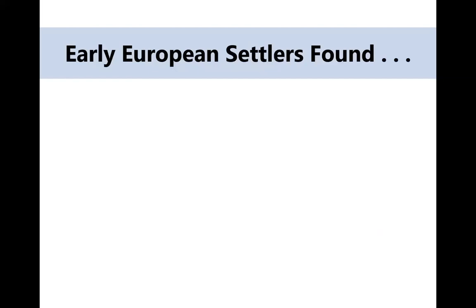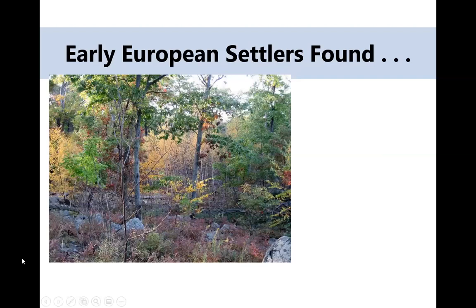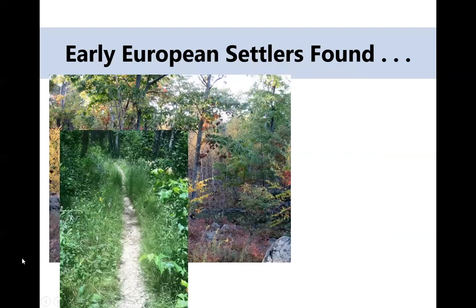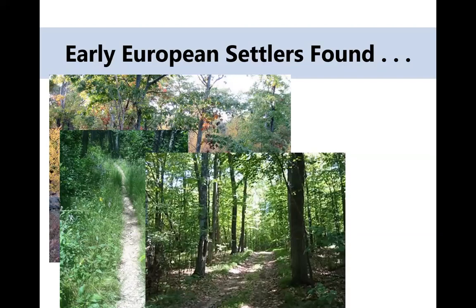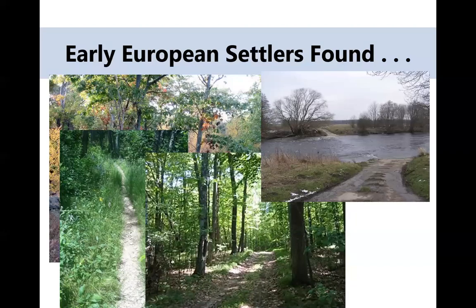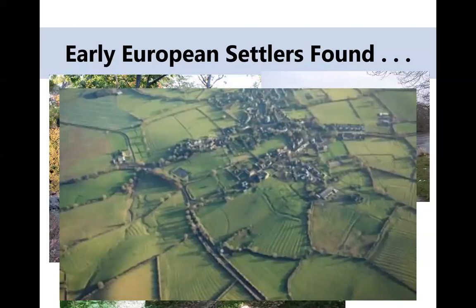Now, when European settlers first arrived, they found dense undergrowth, narrow trails, roads clearly not wide enough for a wagon, no bridges to cross water. Most European settlers had come from regions where they were quite settled and the land had been cultivated for a long time. They were not remotely experienced with forest dwelling.